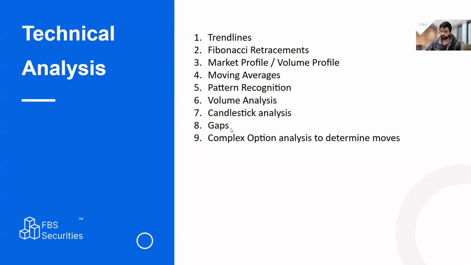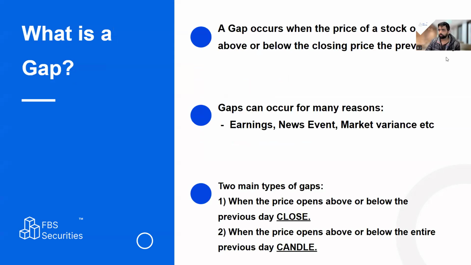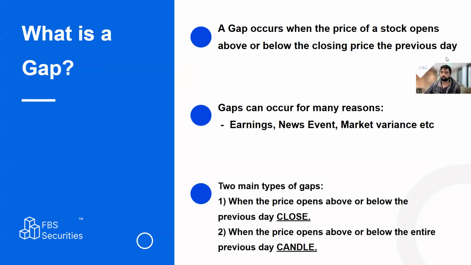A gap is basically when the price of a stock opens above or below the closing price of the previous day. Typically these will occur off an earnings movement, some news event, or it could just be market variance. If the markets are gapping up or gapping down, the stock will typically follow as well.